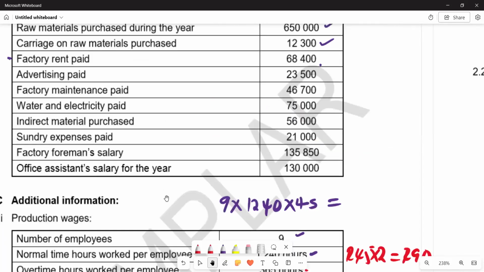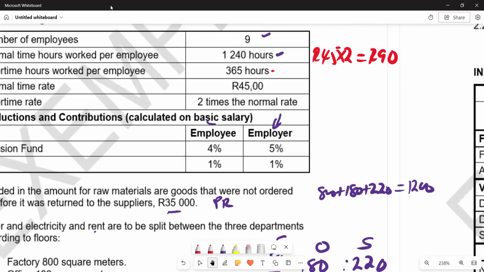The overhead that we have after factory maintenance is water and electricity paid, 75,000, and we are still using that ratio of 800 over 1,200. So it's 800 over 1,200, and then we multiply by water and electricity, which is 75,000. So we just do the calculation as such.